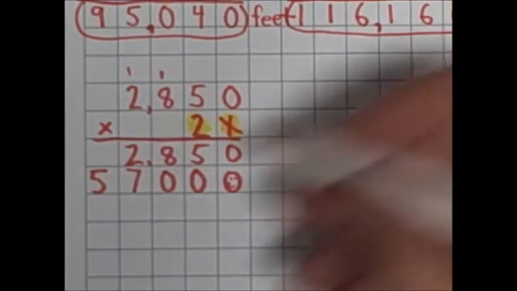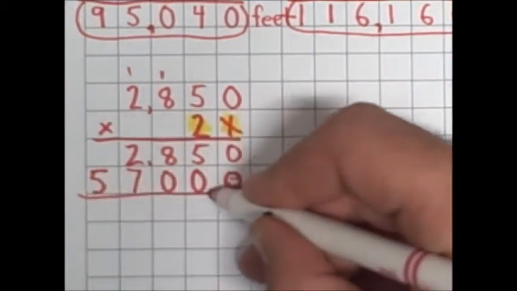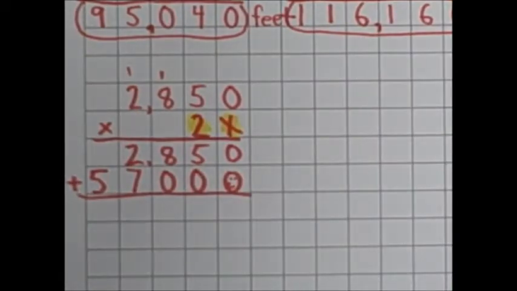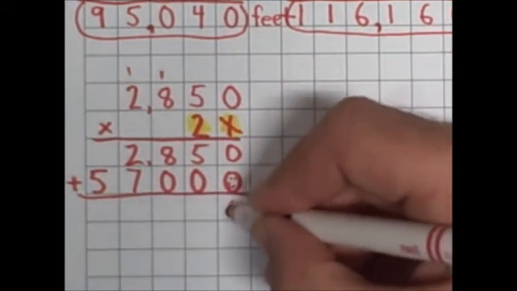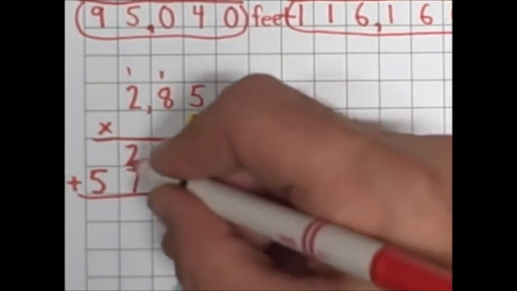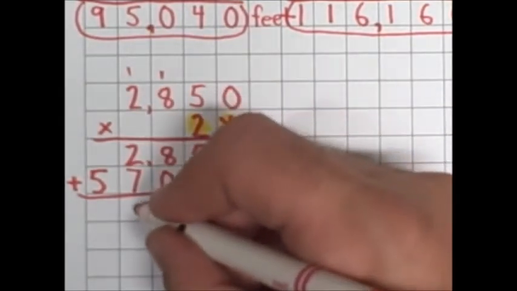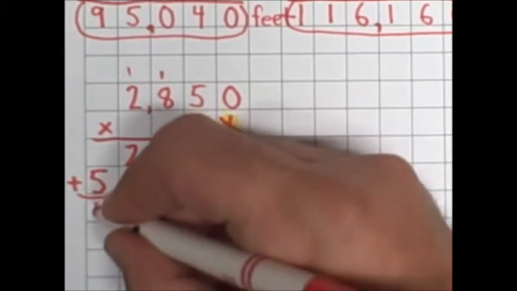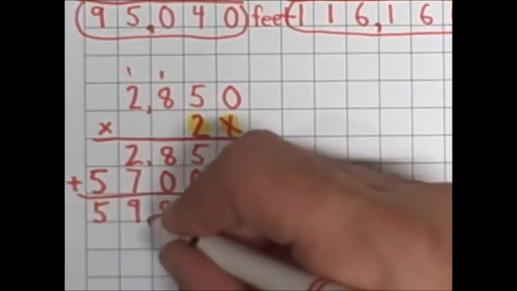Write the 5. Put your second horizontal line, your addition sign, and then you're ready to go. 0 plus 0, 5 plus 0, 8 plus 0, 2 plus 7, and 5. Don't forget the comma.